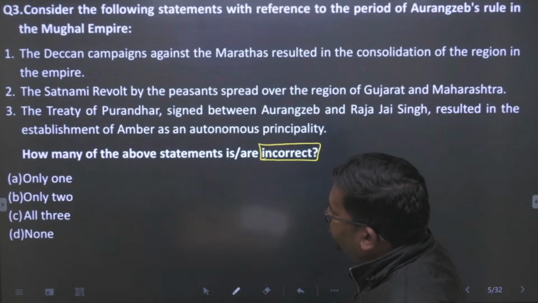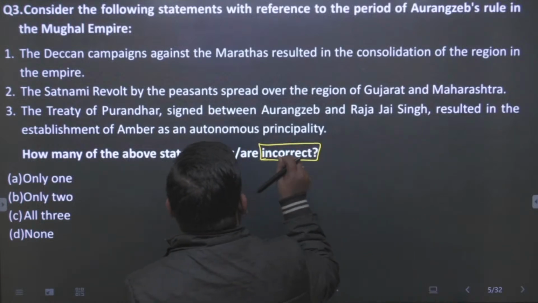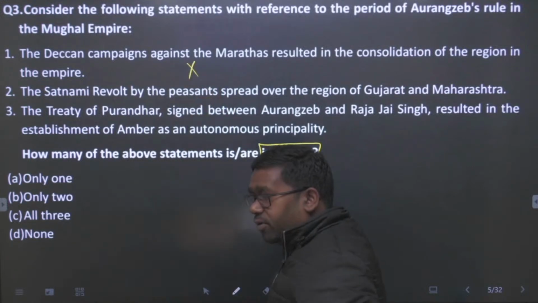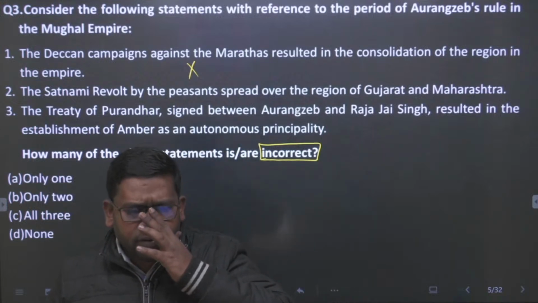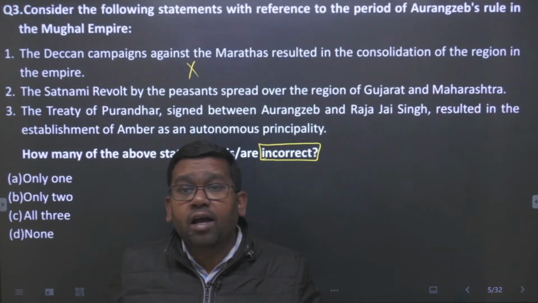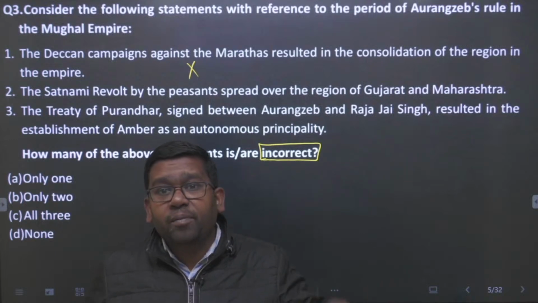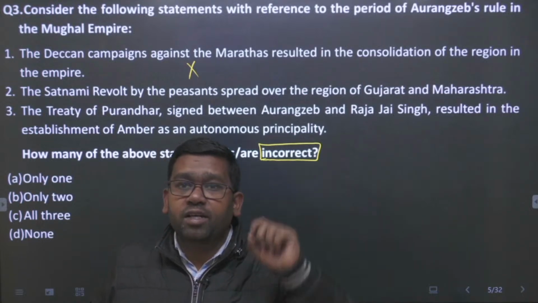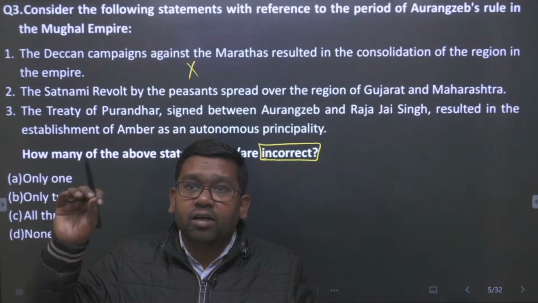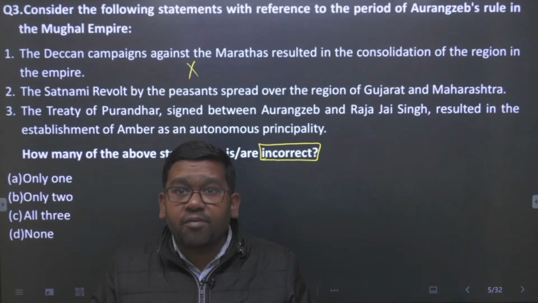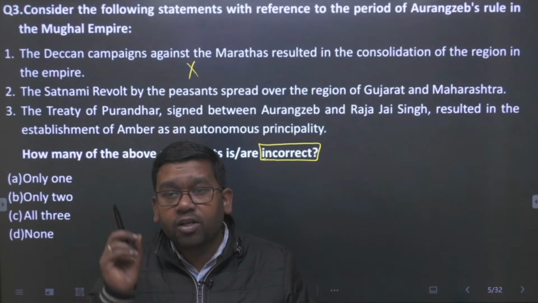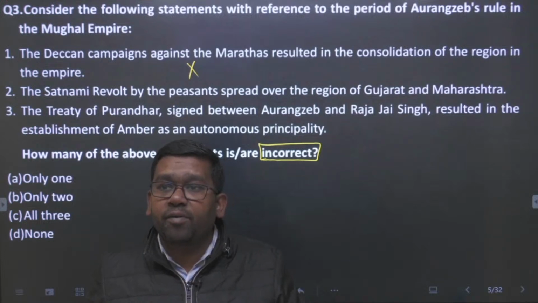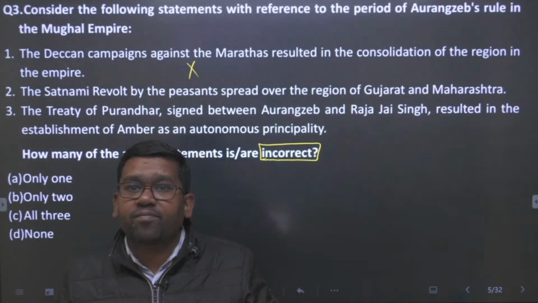So see the first one. The Deccan campaigns against the Marathas resulted in the consolidation of the region in the empire. This is false. Do you know, in the last 25 years of his life, Aurangzeb had to live in the Deccan? Do you know why? Because of taking care of the Deccan states. This resulted in the decline of the administrative system in North India. So staying in South India for 25 years of his life was also one of the major reasons behind the weakening of the Mughal state. So this statement will be false for us.